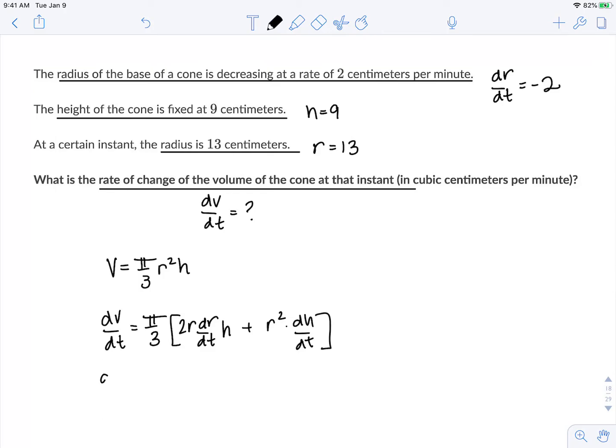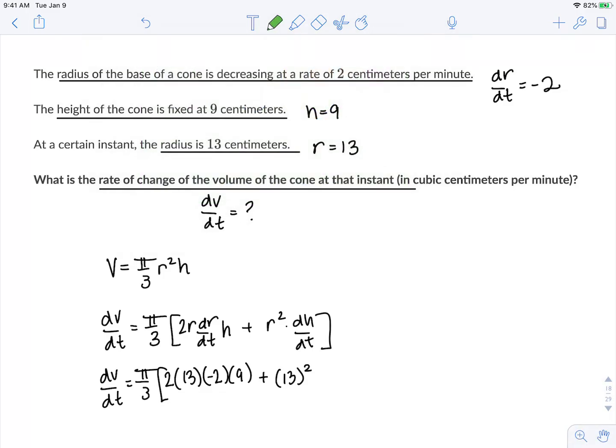I'm solving for dV/dt, and that's going to be pi over 3 times 2 times r, which is 13, times dr/dt, which is -2, times h, which is 9, plus r squared, which is 13 squared, times dh/dt. Now what is dh/dt?